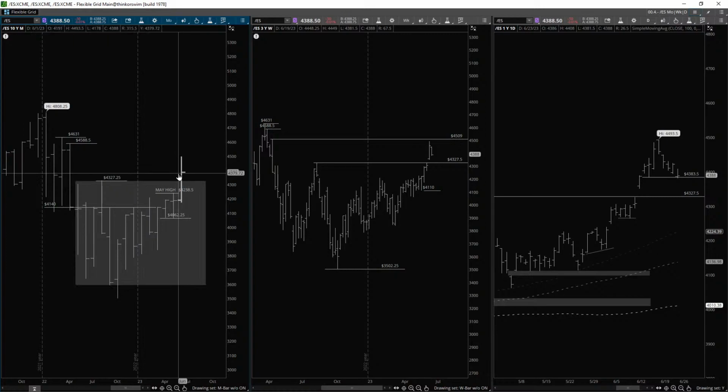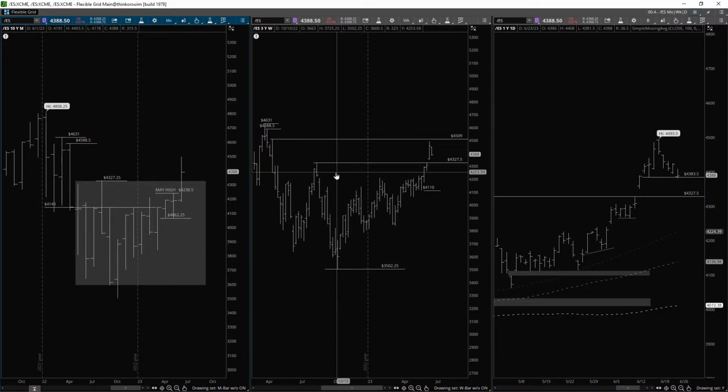I would pay special attention to whether this monthly bar can re-enter the range. What it could do, again, is target the opposite side of this range, or we can have some rebalancing here above. I would pay special attention if the market does not re-enter the range, if it starts building value up here.